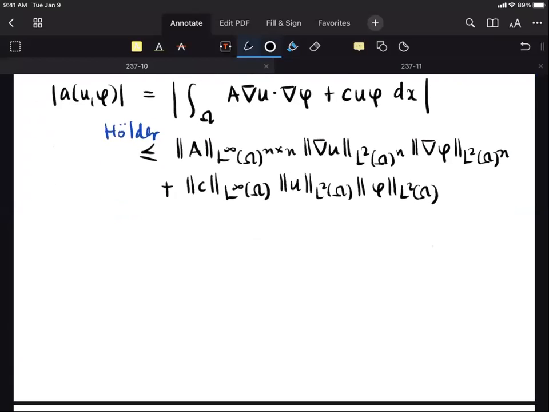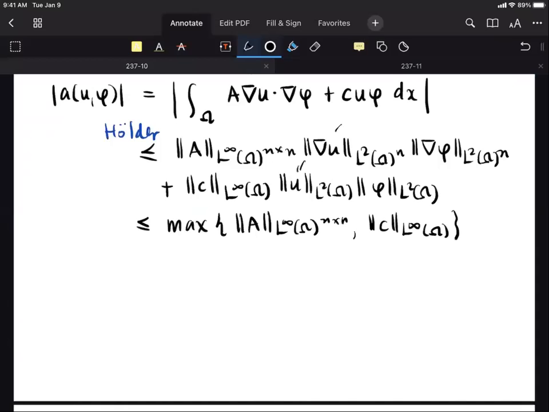This implies that, taking the max between the L infinity norms of the coefficient matrix A and the scalar function c, and noting that each of these norms is bounded above by the H1 norm, we have this max times the H1 norm of u and the H1 norm of phi.